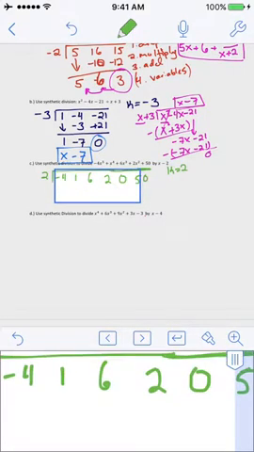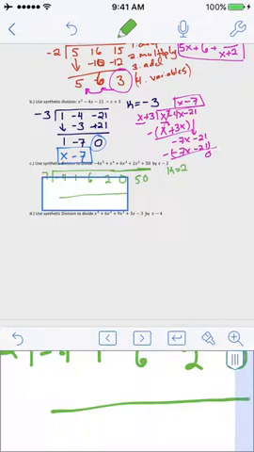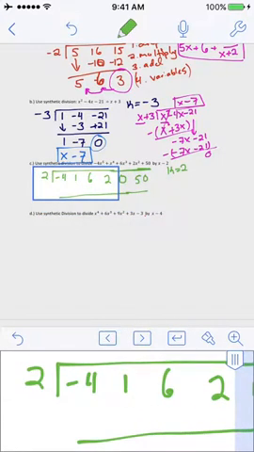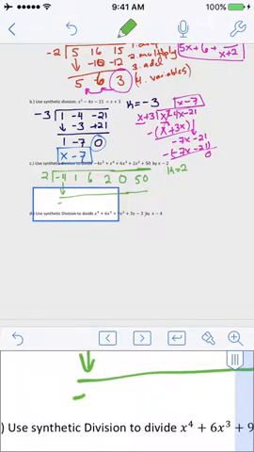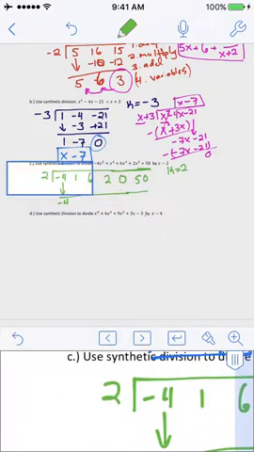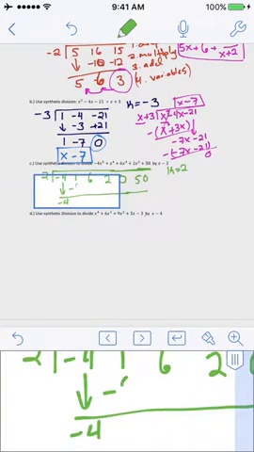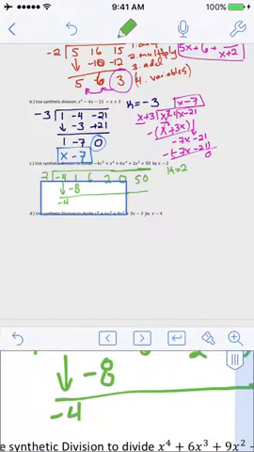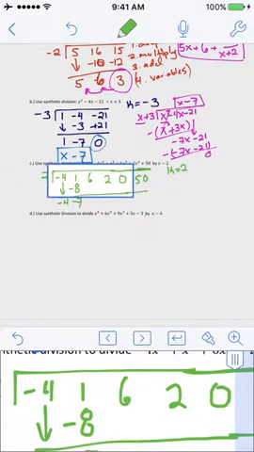Alright, now I can play my game. That's a lot more numbers, but it doesn't really matter. Works for however many numbers you have. Alright, first one I drop it like it's hot. Multiply negative 4 times 2 gives me a negative 8. Negative 8 plus 1 is a negative 7. Negative 7 times 2 is a negative 14.